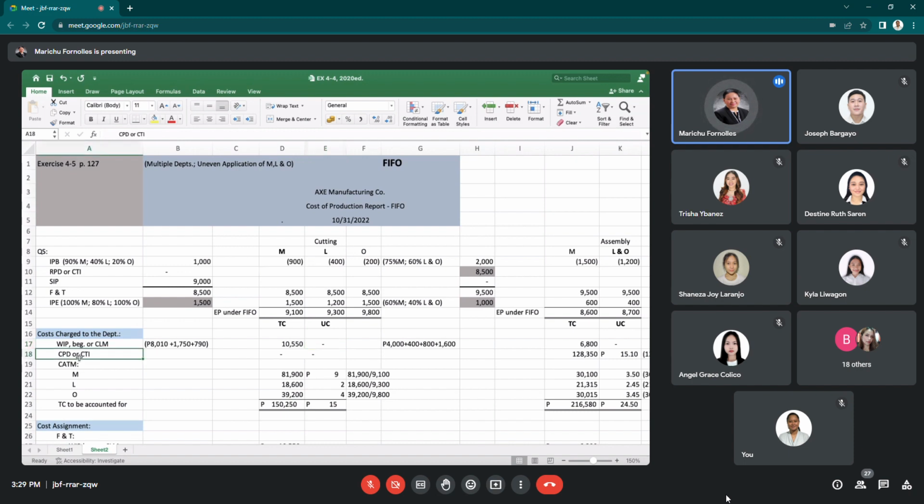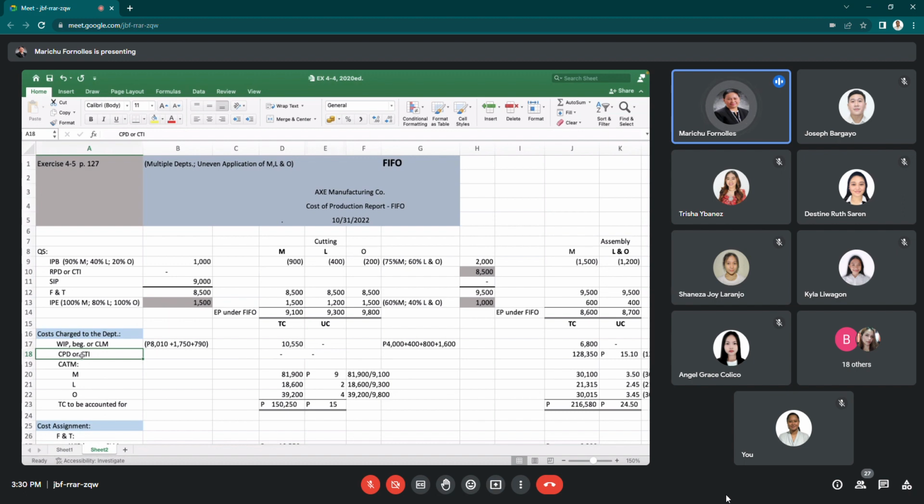Next item is the CPD. What is CPD? Costs from previous department. Dili na Cebu Police Department. Cost from previous department. Also known as CTI. Costs transferred in. Kung naatay transferred in, naagyud na'y transferred out. Pero ang cost transferred out is placed under cost assignment section to get the value of what we call F&T.